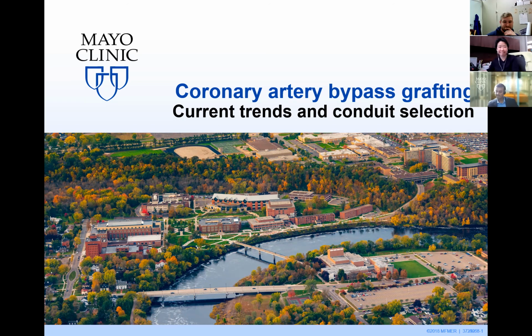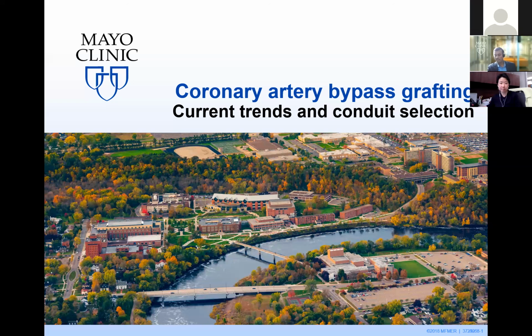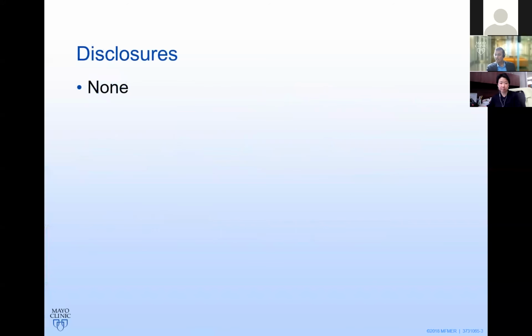Hello, everyone. Thank you for giving me this opportunity to present some of my research at this prestigious forum. I am a heart surgeon and I work in Mayo Clinic. My focus areas include coronary artery surgery, minimally invasive heart surgery, aortic surgery, and device development. I'm just using one of my focus areas as the topic for today, that is coronary artery bypass grafting, current trends, and conduit selection. I have no disclosures.